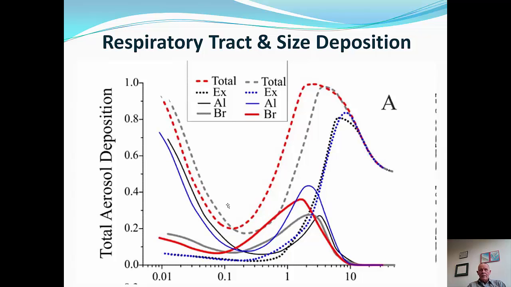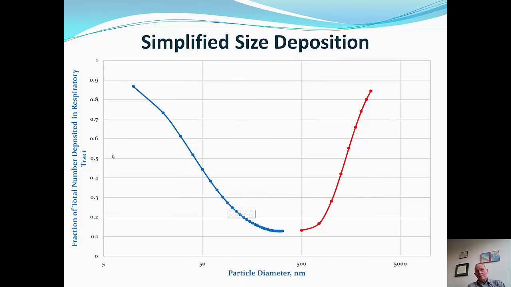And this is just another embodiment of that. It shows that when you're about 50 nanometers in diameter, you're about 45% deposited, and it keeps increasing as the particle size decreases. And then on the other side of the spectrum, the large particles get scrubbed out, and deposited not in the lung, but in the upper regions of the respiratory tract.